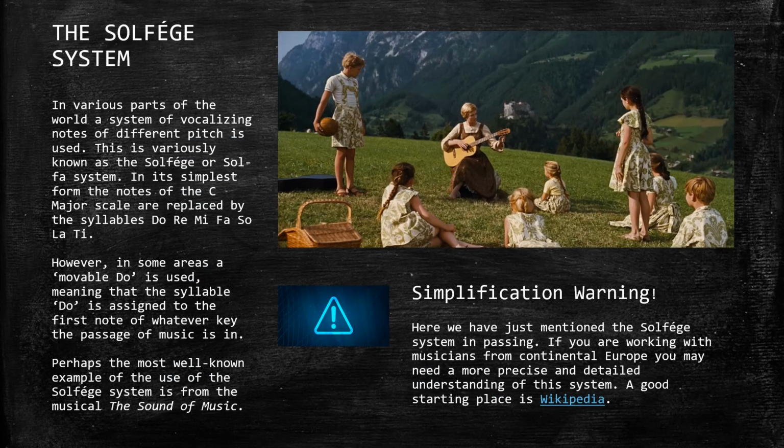The solfege system. In various parts of the world, a system of vocalizing notes of different pitch is used. This is variously known as the solfege or sol-fa system. In its simplest form, the notes of the C major scale are replaced by the syllables do, re, mi, fa, so, la, ti. However, in some areas, a movable do is used, meaning that the syllable do is assigned to the first note of whatever key the passage of music is in.